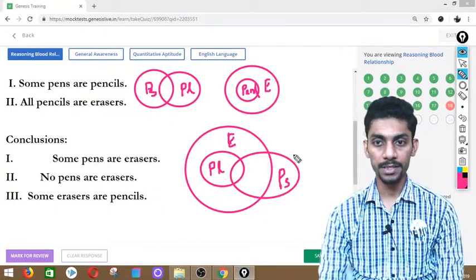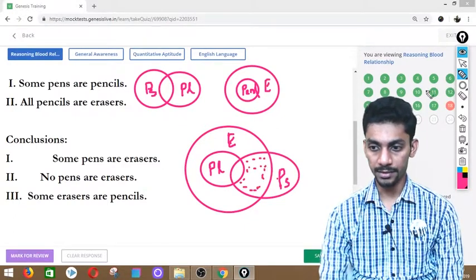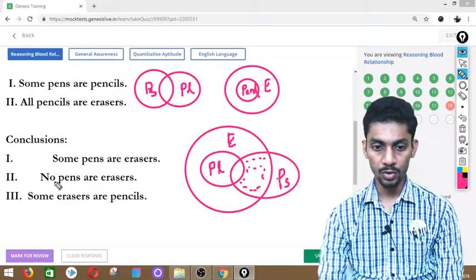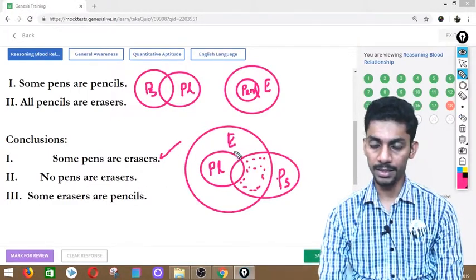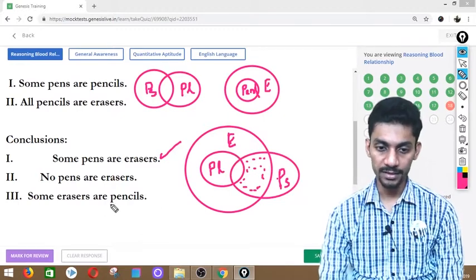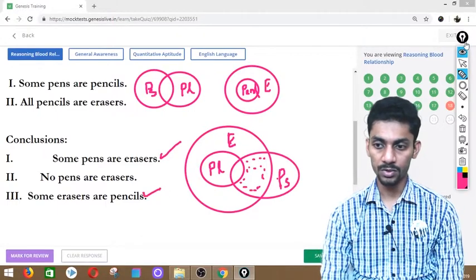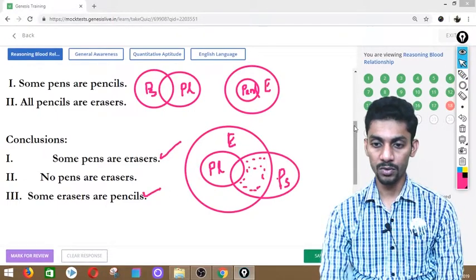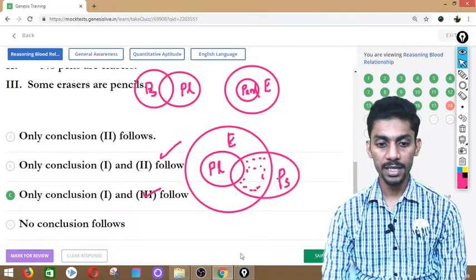PS is pens, PL is pencils. First statement, some pens are erasers. Yes, some pens are erasers. See this part. Okay. Next, no pens are erasers. This is not possible, since there are some pens which are erasers. Some erasers are pencils. Yes. So conclusion 1 and 3 follows. That is option C. So mark that option C. Go for next one.